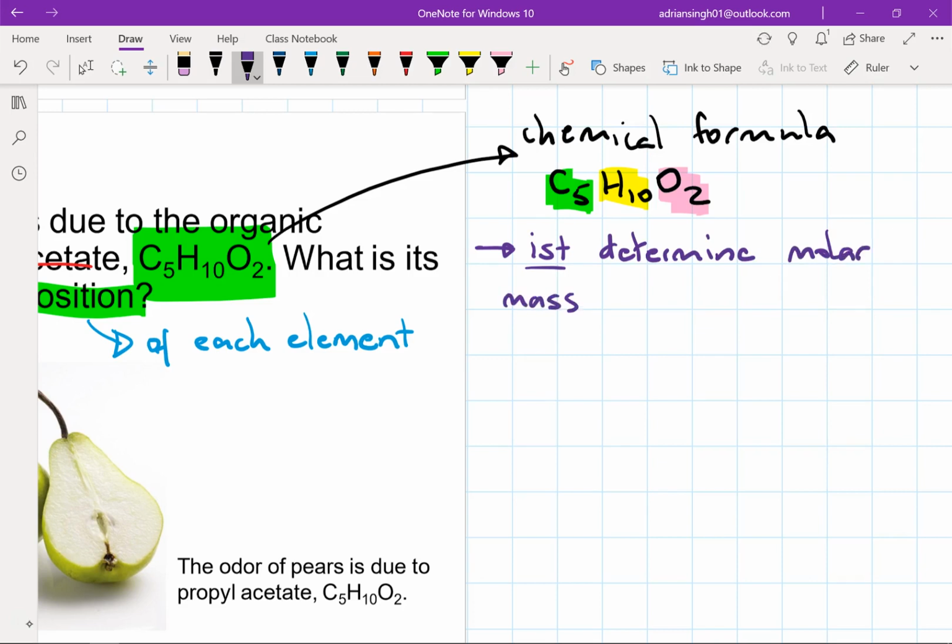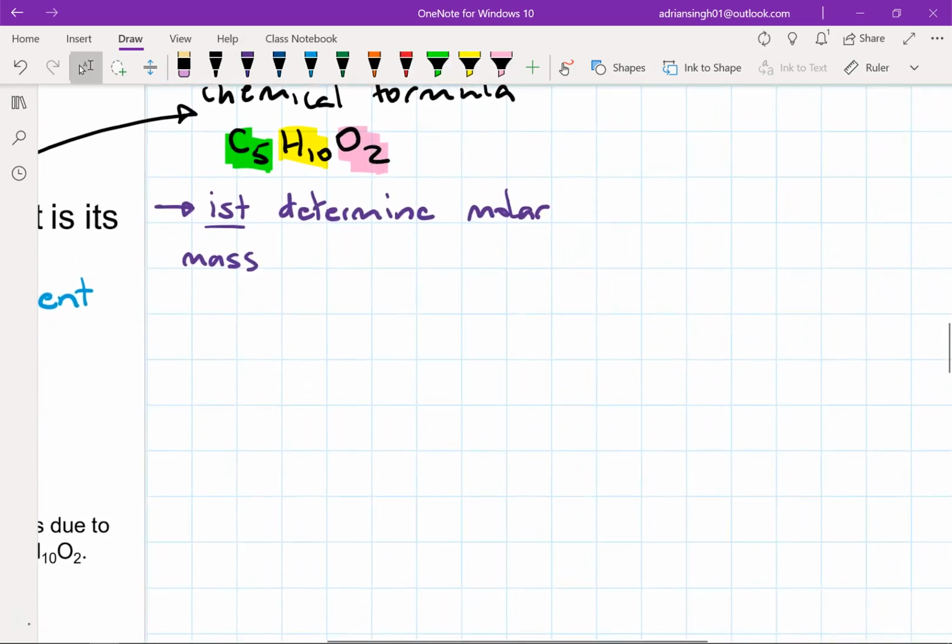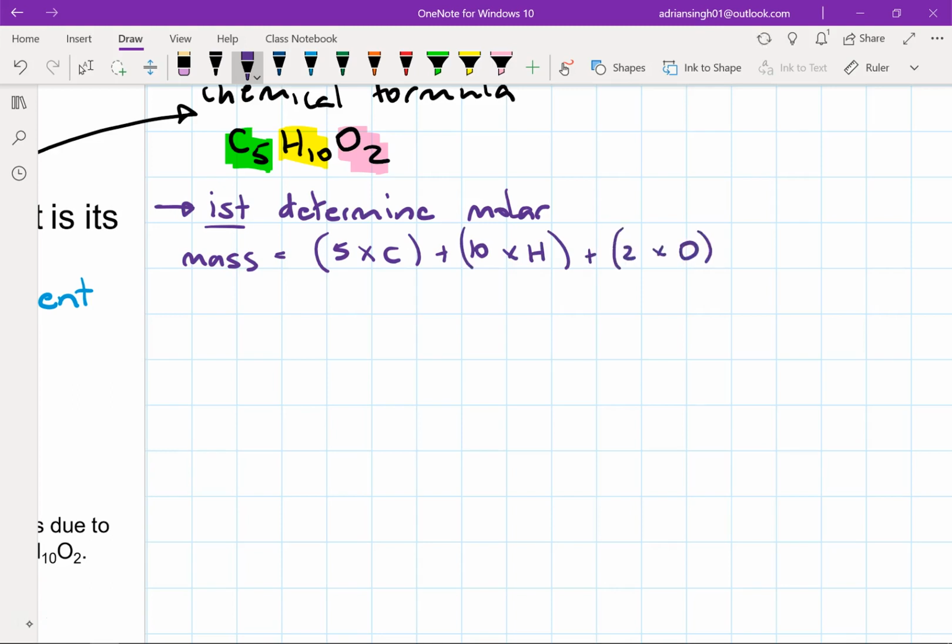The molar mass is simply adding together each of the individual molar masses for the elements multiplied by how many of each of the elements we have. So we have 5 carbons plus 10 hydrogens plus 2 oxygens. We can look up the individual molar masses for the carbon, for the hydrogen, and for the oxygen on our periodic table.